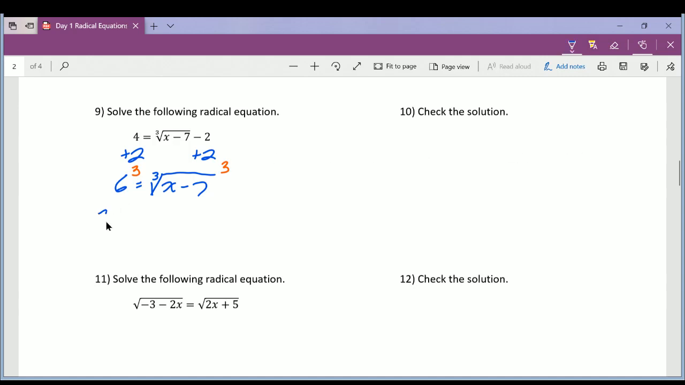6 to the third, I believe that's 216. I'll check myself on that just to make sure it is. And on the right side, the same thing happens. We just get rid of the radical and you're left with this. Add 7. And you end up with 223.